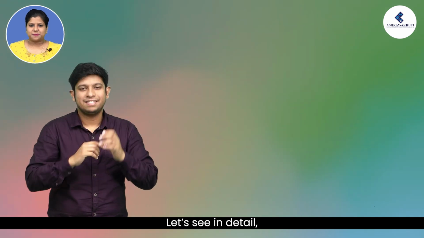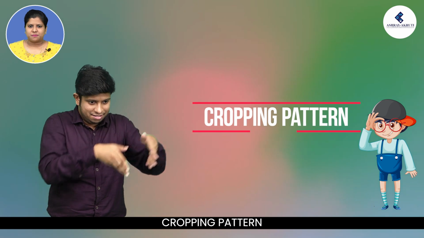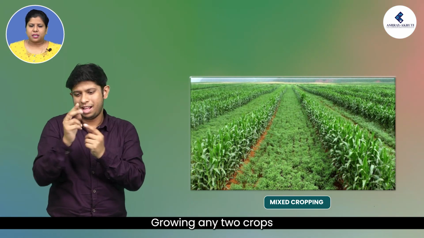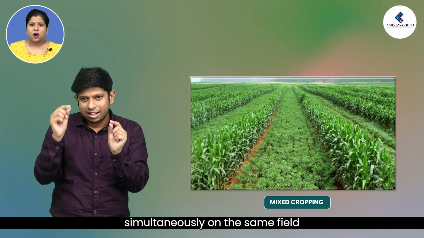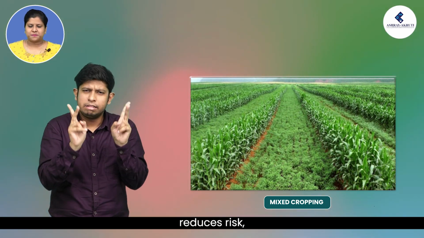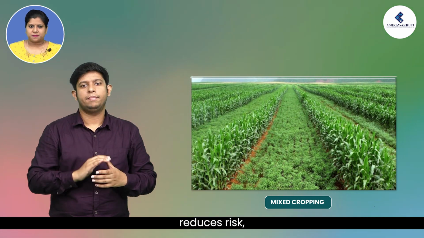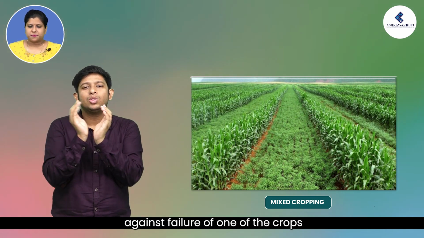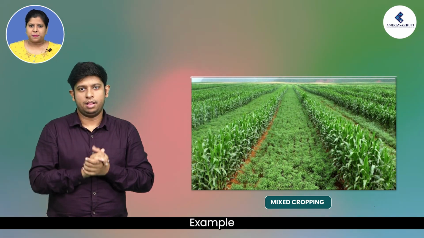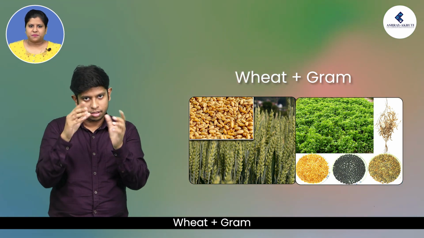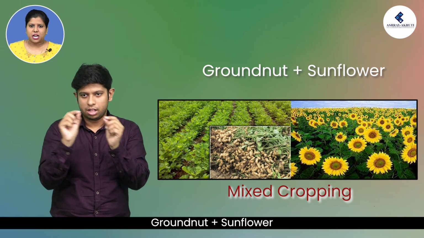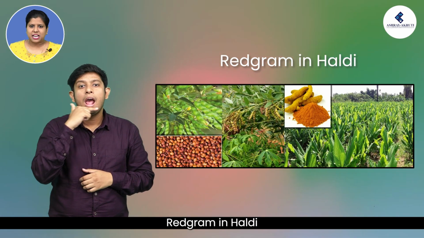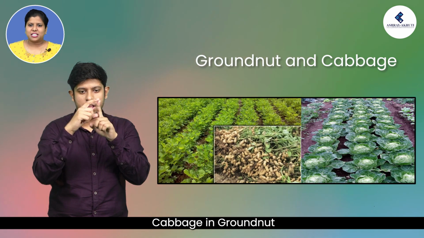Let's see in detail. Cropping pattern. Mixed cropping: growing any two crops simultaneously on the same field reduces the risk and gives some insurance against failure of one of the crops. Examples: wheat plus gram, wheat plus mustard, groundnut plus sunflower, red gram in haldi, cabbage in groundnut.